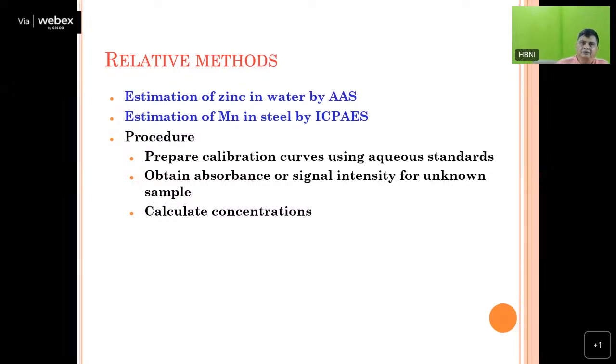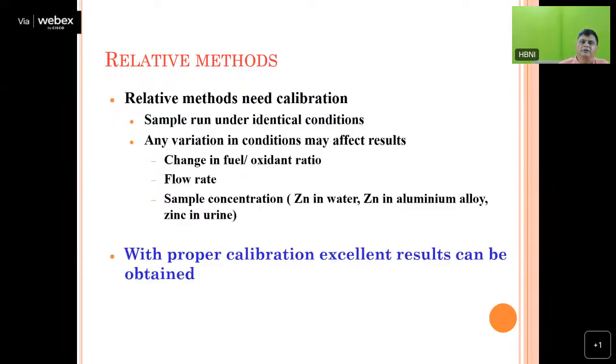So that's how the relative method works: you have to prepare a calibration curve. And again, when you are preparing that calibration curve, because as I told you, you are using an atomic absorption spectrometer, you have to make sure that the conditions do not vary. The sample is run under identical conditions. Whatever way you measured the concentration of the analyte in the standard solution, the same way you have to measure it in your sample also.